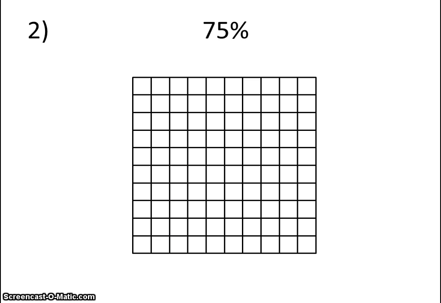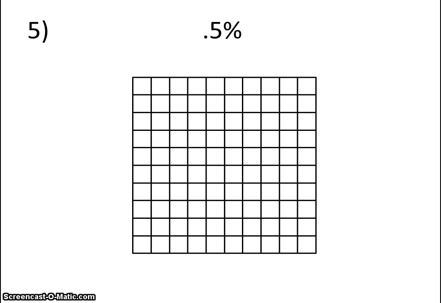If I wanted to shade in 75% of a 10 by 10 grid, I would shade in 75 squares. 75 out of 100 is 75%. Same thing with 80%. If I wanted to show 80%, I would take my 10 by 10 grid and shade in 80 squares. 80 out of 100 is 80%. 5% would be 5 squares. 5 out of 100 is 5%.